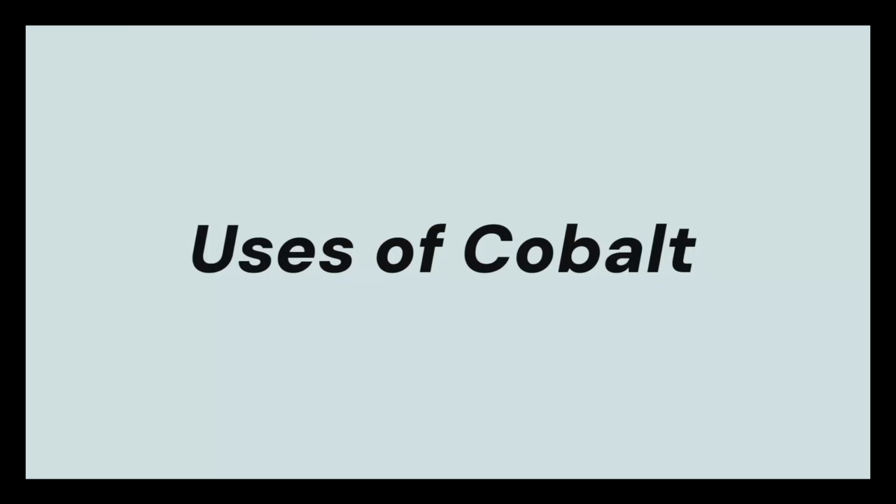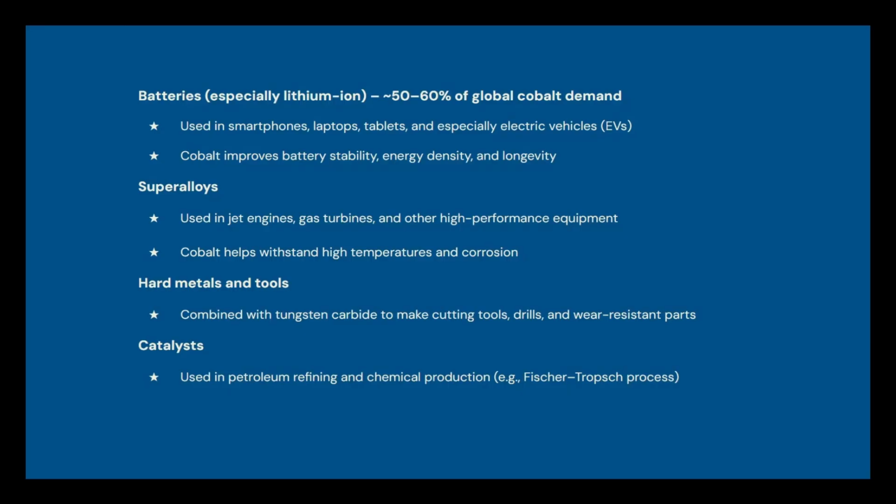Now let's dive into some of the uses of cobalt. Here we have batteries, superalloys, hard metals and tools, and catalysts. Batteries, used in smartphones, laptops, tablets, and especially electric vehicles. Cobalt improves battery stability, energy density, and longevity. And to circle back, we're talking about mainly lithium-ion batteries, which is what cobalt is mostly used for.